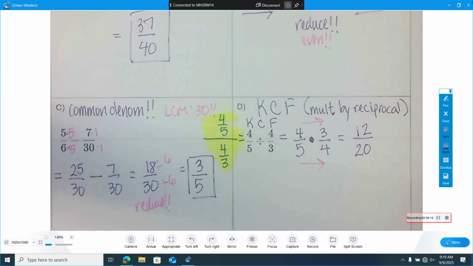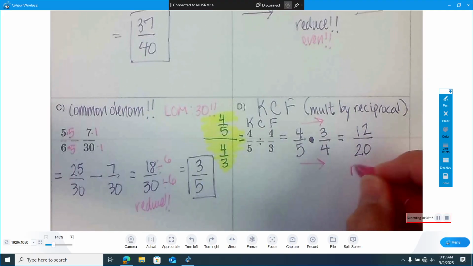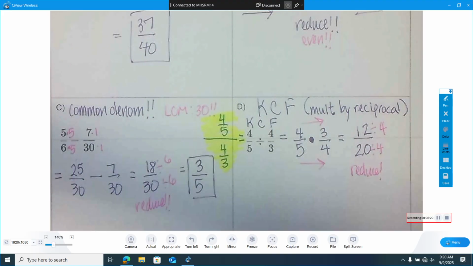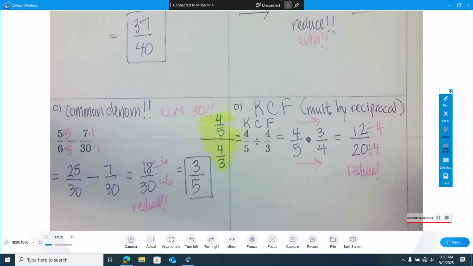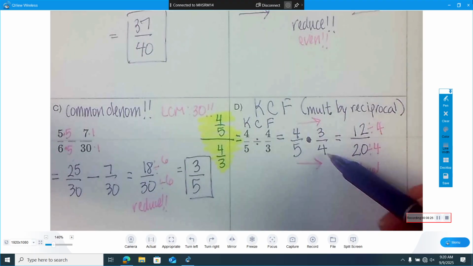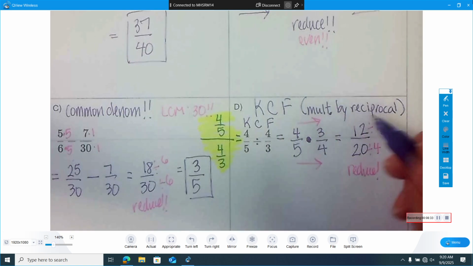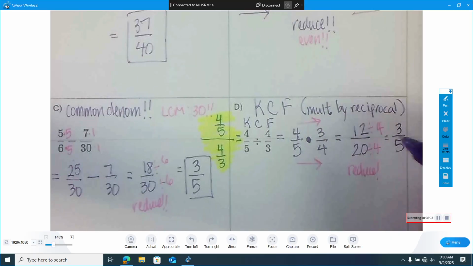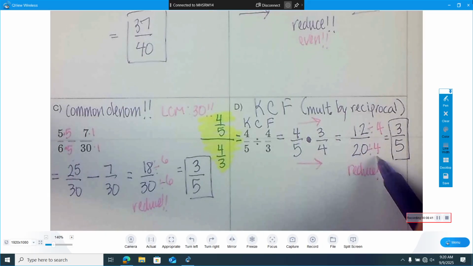Are we done? No. What do we got to divide by? Yeah. Got to reduce. We got to divide top and bottom by 4. Did we see those 4s somewhere else? Yeah, we got 4s right there, top and bottom. So we know we got to get rid of those. Okay. So it is 3/5, yeah. 12 divided by 4 is 3. 20 divided by 4 is 5.